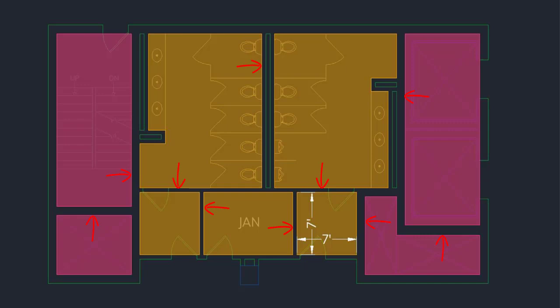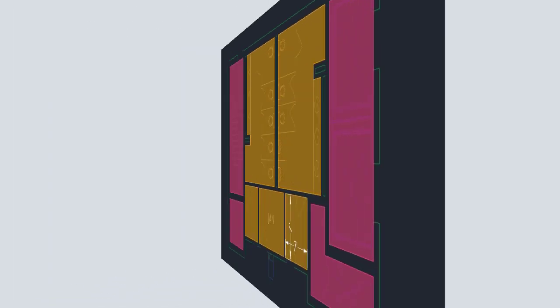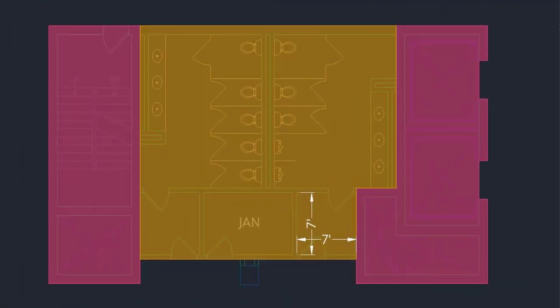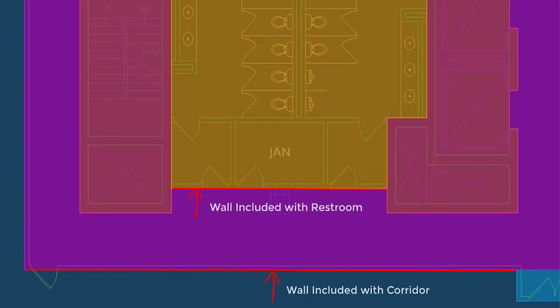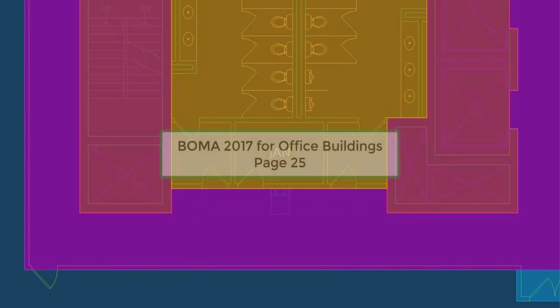This means that if our measured square feet are to match the boundary area, all the walls will need to be included. But if two rooms share a wall, which one gets to include the wall thickness in its square foot measurement? Enter wall priority. Wall priority tells us which room will include the wall based on the types of rooms that are sharing it. For example, a corridor sharing its walls with both a restroom and tenant area will get to include the walls it shares with the tenant, but the walls it shares with the restroom will remain with the restroom. More information regarding wall priority can be found in BOMA 2017 for office buildings, page 25.